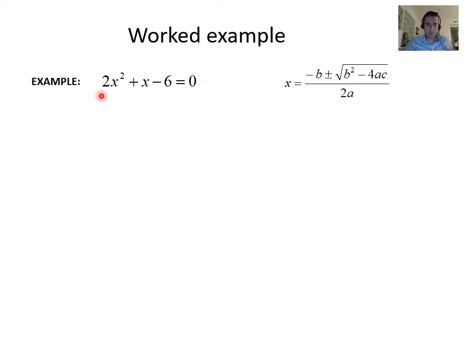So anyway, we have an example here. This is our equation, and you can already see that we've got values of A, B, and C here, and we're going to identify them in a minute, but you can already do it. A is equal to 2, B is equal to 1, and C is equal to -6. So do be careful with those minus signs, and we can put those into this equation here.